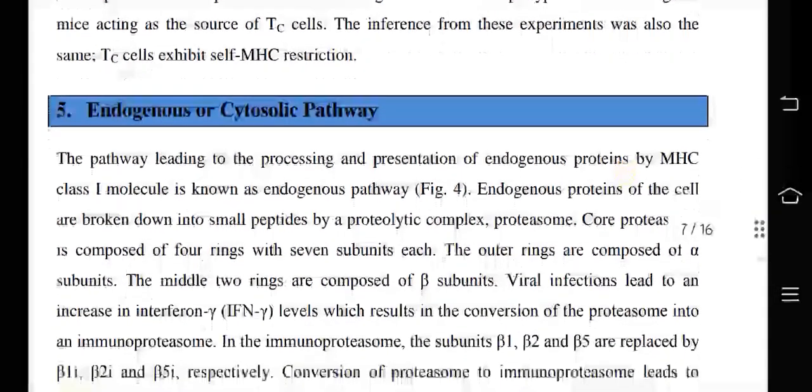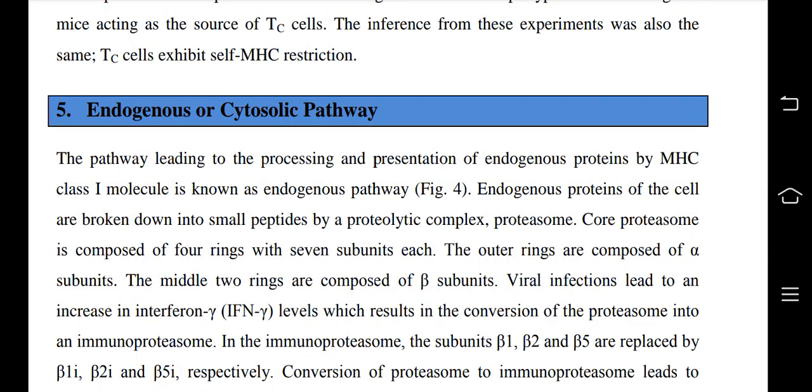Then the endogenous or cytosolic pathway. The pathway leading to the processing and presentation of endogenous proteins by MHC class 1 molecules is known as the endogenous pathway. Endogenous proteins of the cell are broken down into small peptides by a proteolytic complex, the proteasome. The core proteasome is composed of 4 rings with 7 subunits each. The outer rings are composed of alpha subunits. The middle 2 rings are composed of beta subunits.